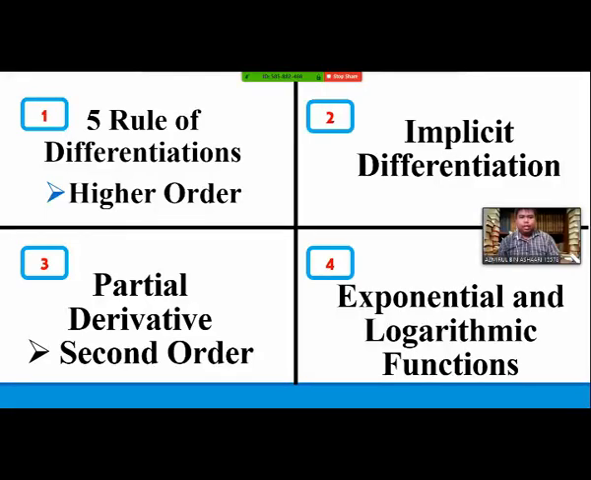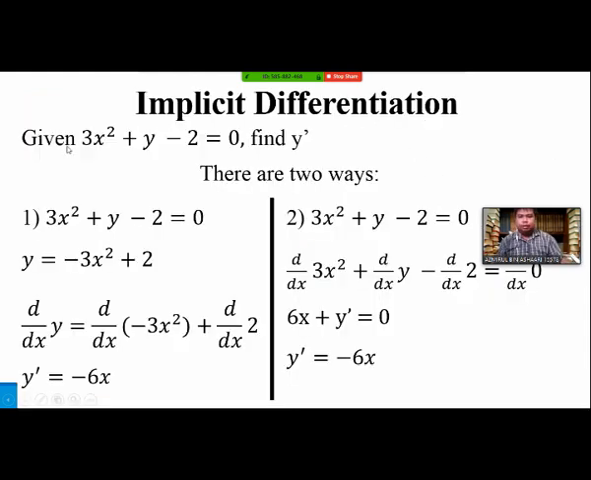Okay, now we will learn about topic 6, part 2, number 2, which is implicit differentiation. Okay, let's say the first one, which is given that 3x power of 2 plus y minus 2 equal to 0. We want to find y prime, or we call that dy per dx. Okay, we want to find that y prime, which is dy per dx.